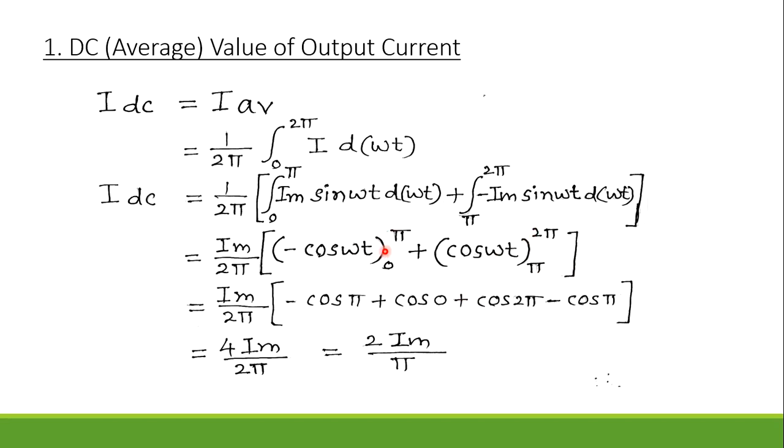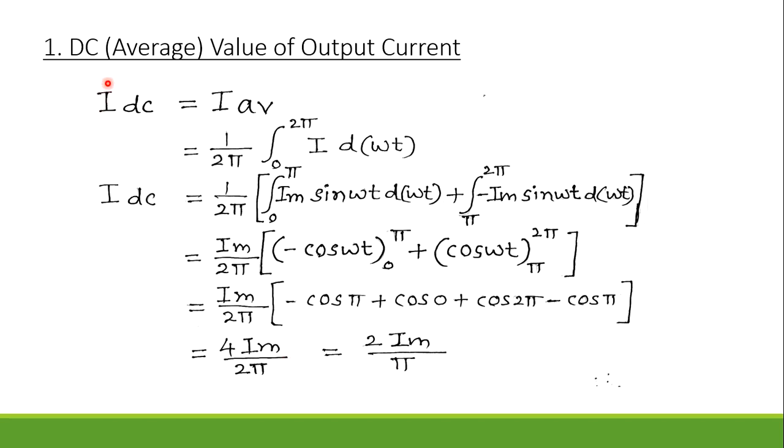So we put the limits of integration in this. It goes like this: Im upon 2 pi into minus cos pi plus cos 0 plus cos 2 pi minus cos pi. We know that cos of 0 is equal to 1 and cos of pi is equal to minus 1. We put the values in that. So this is equal to 4 Im upon 2 pi, or that is equal to 2 Im upon pi.